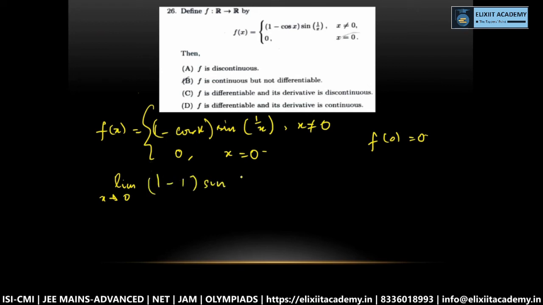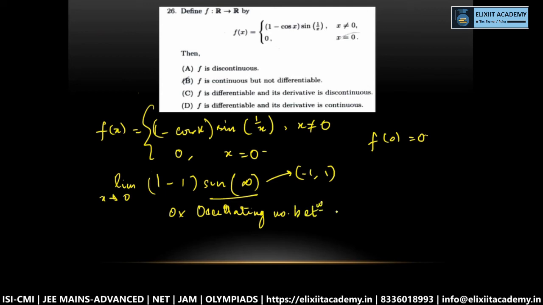And this is sine of 1 upon 0, which is sine infinity. This is again an oscillating value between minus 1 and 1. So that's basically 0 into an oscillating number between minus 1 and 1, which is 0 only. So the limit is 0, the function value is 0. So this is continuous.